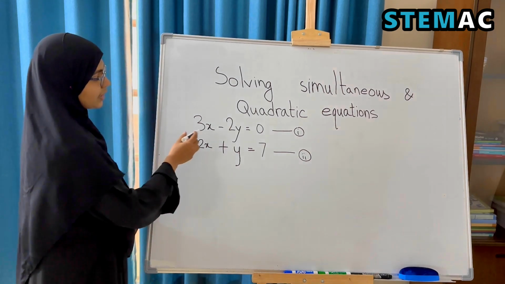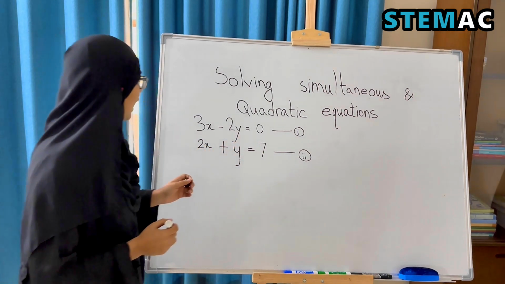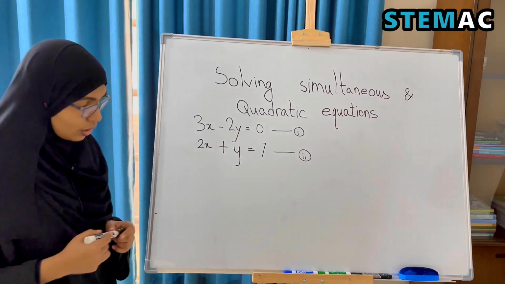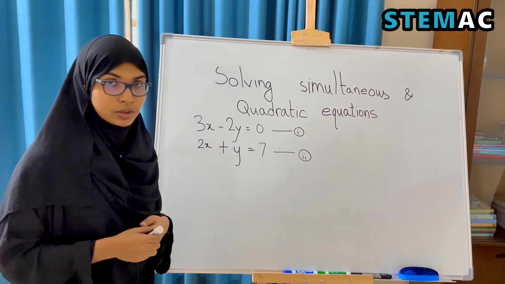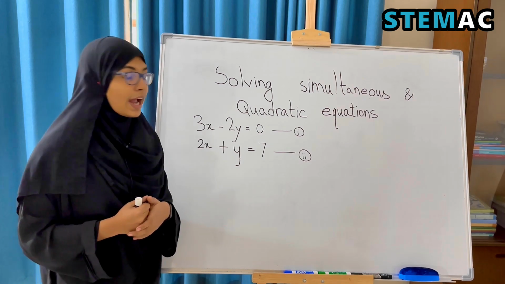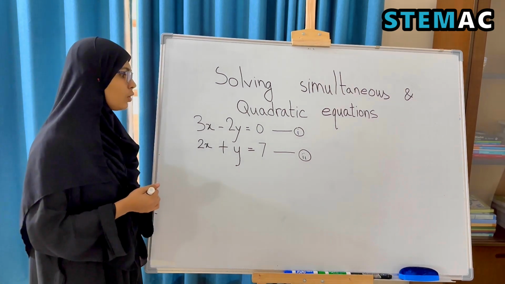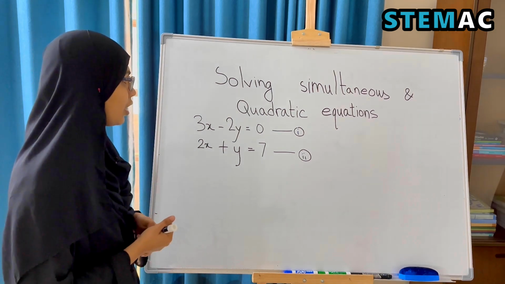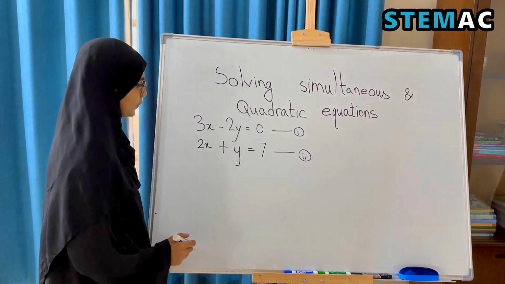Let's say 3x minus 2y equals 0. This is my equation 1, and 2x plus y equals 7. This is equation 2. We can solve simultaneous equations in two methods. One is called the substitution method and one is called the elimination method. So let's start with the substitution method. How to solve a simultaneous equation using the substitution method.